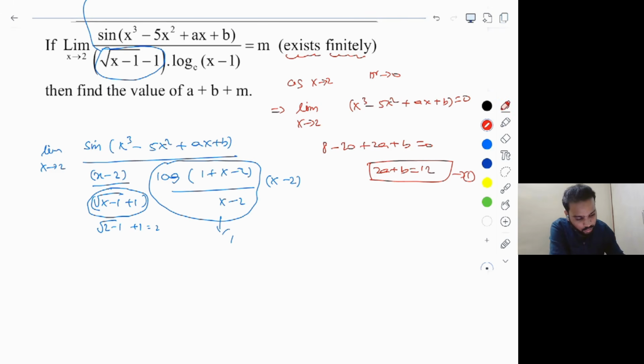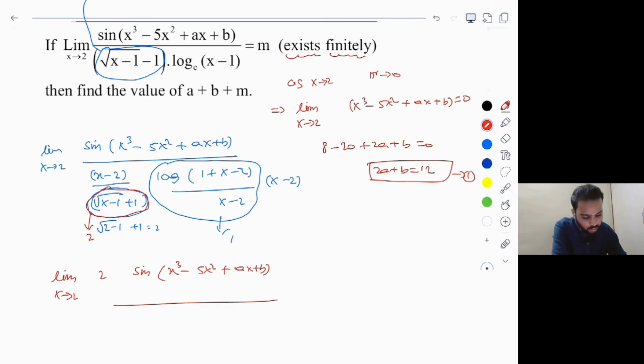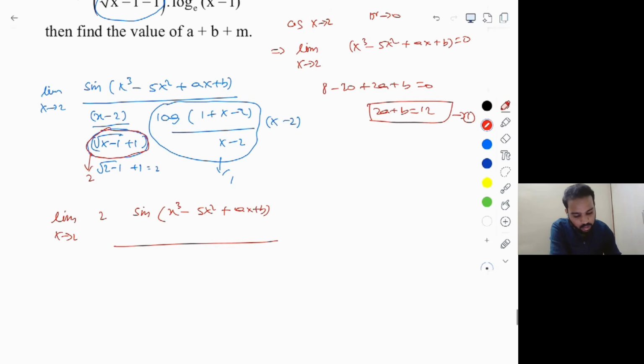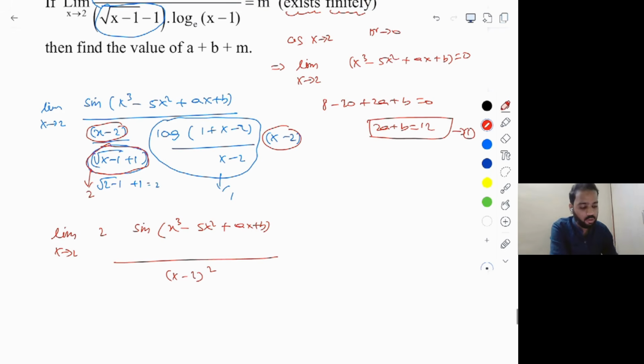So I'm going to mention clearly here that this denominator value here is 2. And if that goes to the numerator, finally what we have is limit x tends to 2 times of sine of x cube minus 5x square plus ax plus b, and whole divided by what's the remaining part here? We have one x minus 2, we have one more extra x minus 2 here. I'm going to get x minus 2 whole square. Okay, now you know very well what to do.